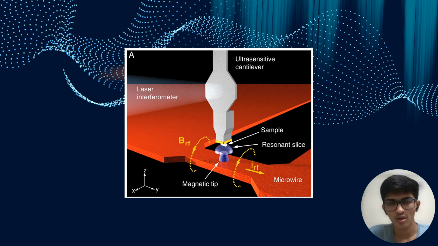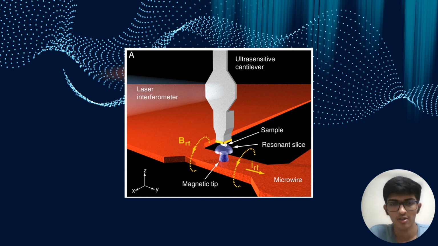Resonance slice. So as you can see, there is a thin, approximately hemispherical region around the magnetic tip where the magnetic field strength matches the resonance condition for nuclear magnetic resonance of the sample's nuclei. Then there is a microwire, which is basically a small copper wire located near the magnetic tip that generates the radio frequency magnetic field, which is the B_RF, to excite the nuclear spins in the resonance slice. Then there is the I_RF, which is a radio frequency current passed through the microwire, which generates the B_RF field.